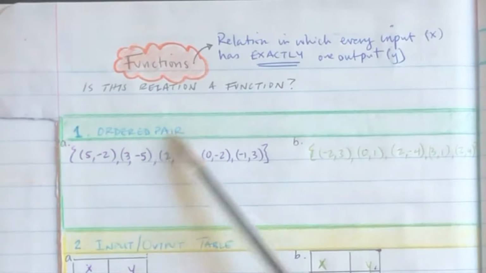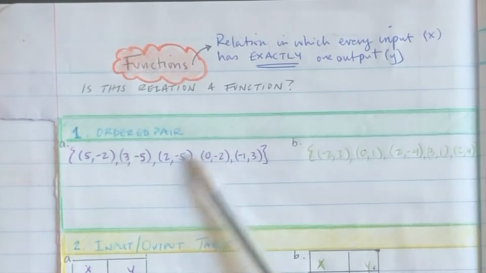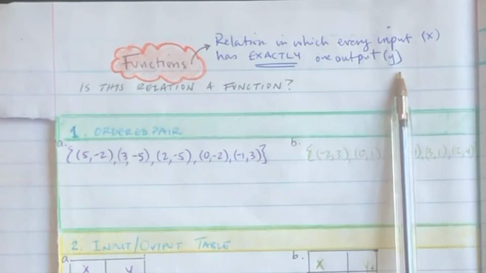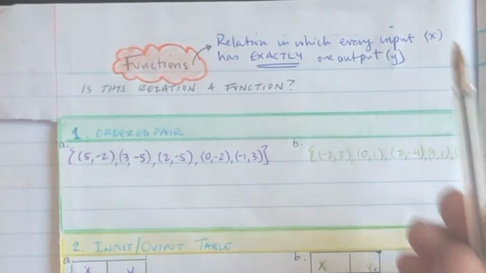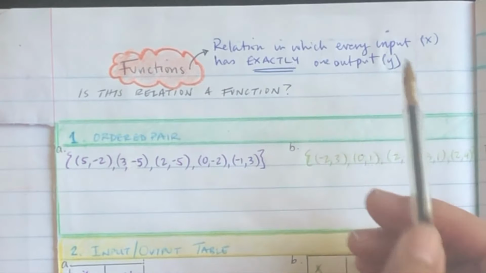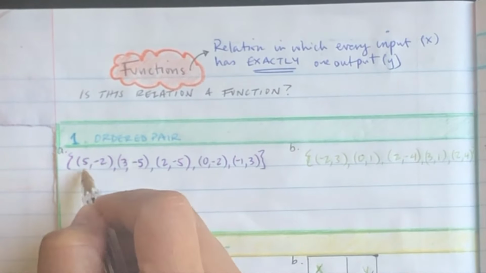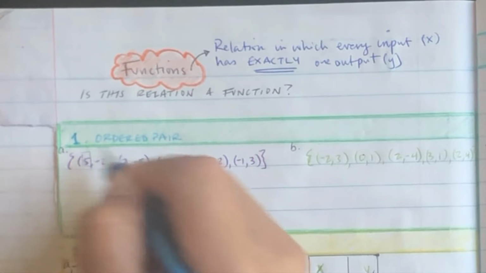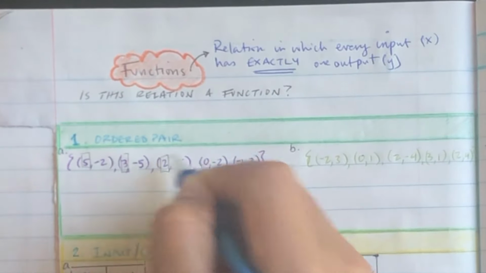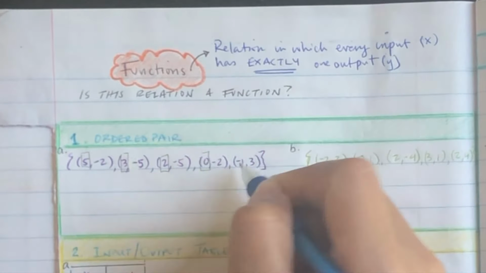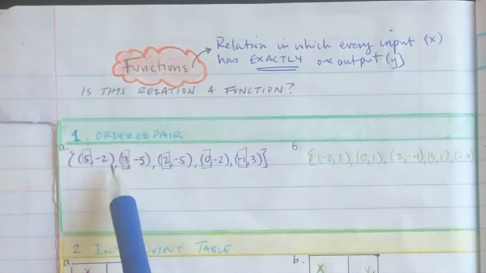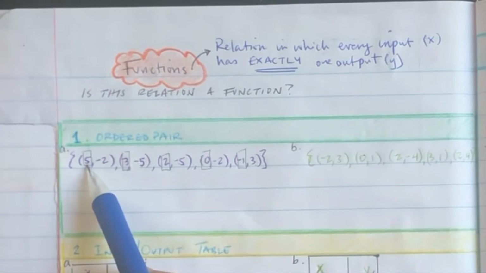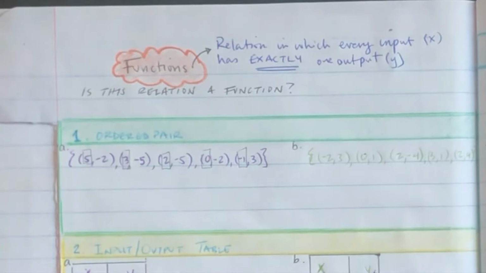Okay, so is this relation a function? Remember, a function is a relation in which every input x has exactly one output y. So what we're looking for is x has only one y, which means x cannot repeat. So look at all your x's. If I put a box around all my x's, are they all different? Yes. So this is a function because for every x, there is exactly one y.